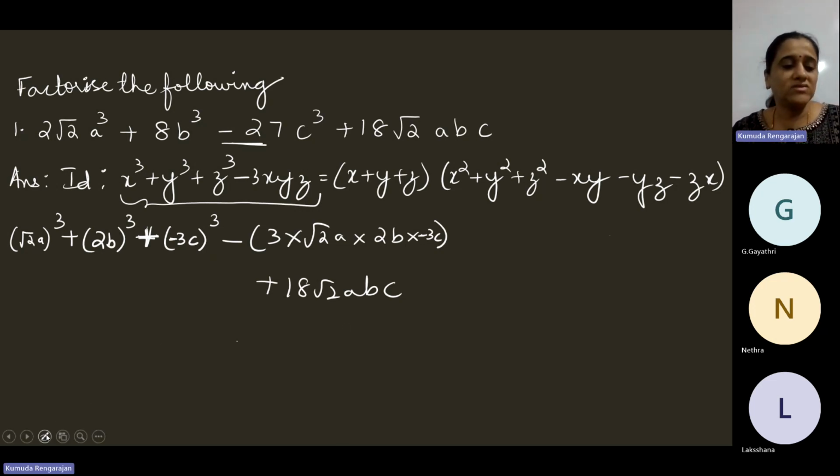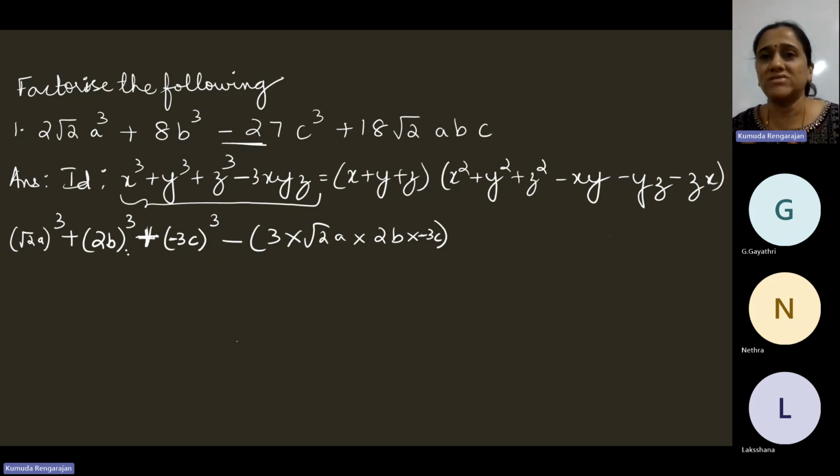Now, what is this step? We have presented the given expression in the form x cubed plus y cubed plus z cubed minus 3xyz. So this is not the answer. We have just presented the question in that form. Now we have to answer. To answer, we are going to use the other side of the identity.